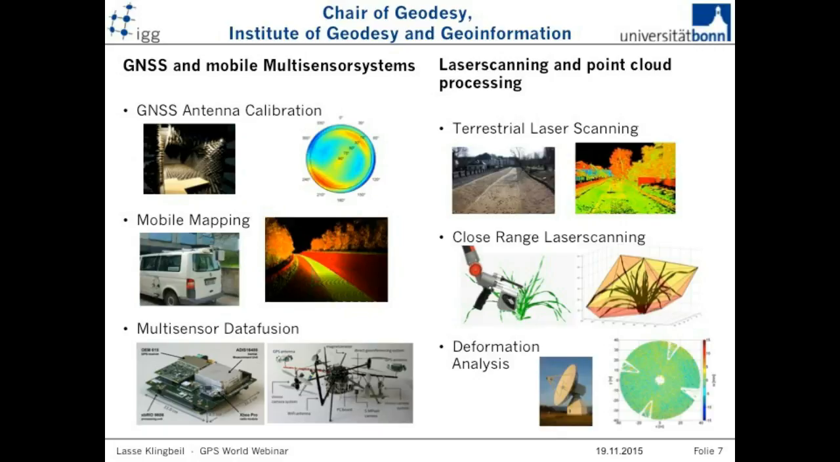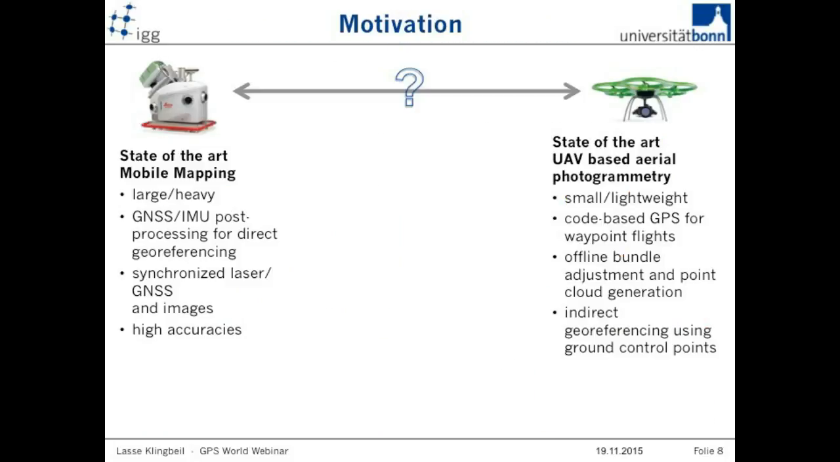As a motivation, I want to say that if you walk through the Intergeo over the last few years, you see that there are two things which have become very popular. One of them is mobile mapping in general, and the other one is UAVs. So the mobile mapping part, the state of the art is we have these large and heavy systems. They have a GNSS IMU for post-processing and for the direct georeferencing of the laser scanner data. So these systems are used to synchronize the laser, the GNSS, and potentially images. And in post-processing, they're very accurate to get nice point clouds.